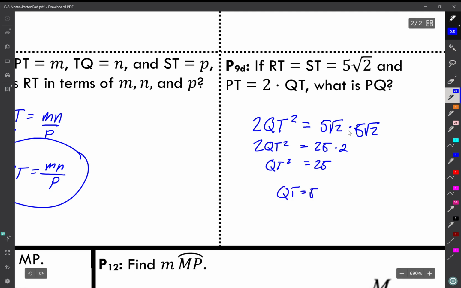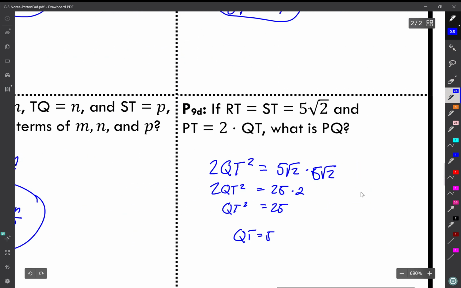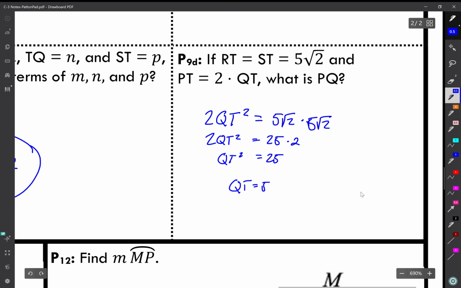So for PQ now, PQ is just, let's see. If QT is 5, that means PT is 10. And then PQ is just these two added together. So PQ is equal to 15.